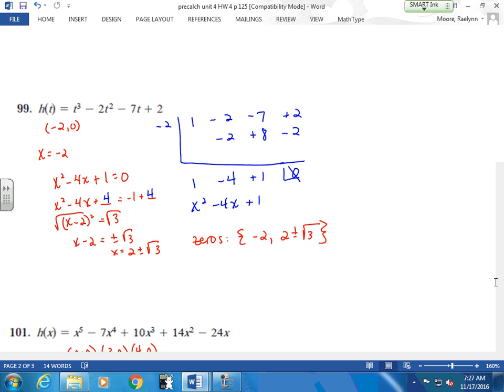So at the end, whatever the highest exponent is, that's how many roots you should have found. Good.